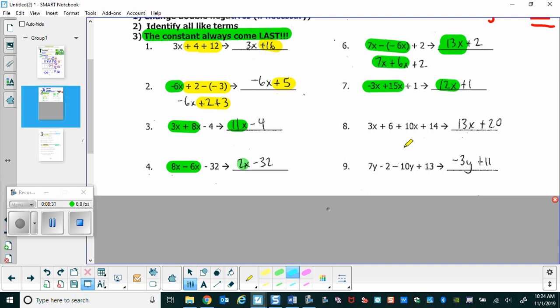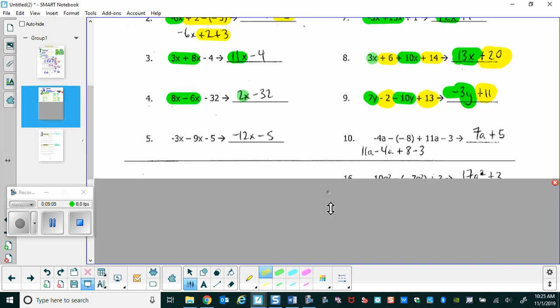Now for 8 and 9, it beefs up a little bit. We've got 1, 2, 3, 4 terms in the expression, and so we're going to get the x's with the x's, and we're going to get the constants with the constants. So now the 3x's plus 10x's is where I'm getting my 13x's, and now I have 6 plus 14 is +20. And so our final answer would be 13x plus 20. Now for this one, we have 7y's minus 10y's is going to be -3y's. And then we have two negatives. -2 plus 13 is +11.